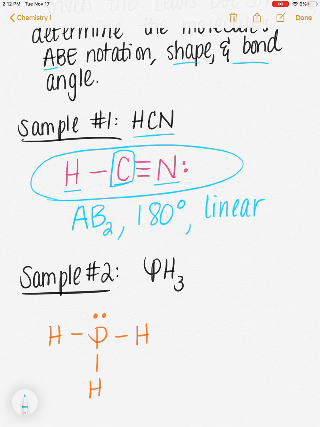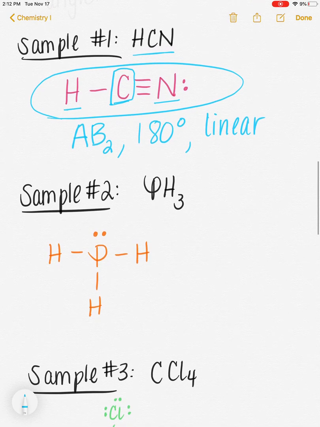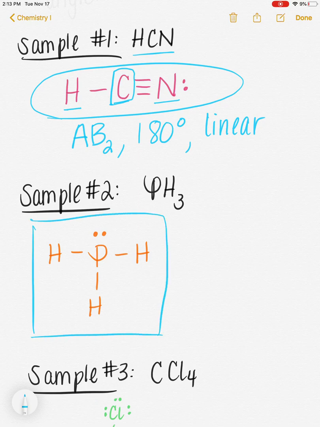Sorry, I got those out of order. All right, next we have PH3. After you work through it, you will find that the correct Lewis dot structure for PH3 has phosphorus in the center, surrounded by 3 hydrogens and 1 lone pair.